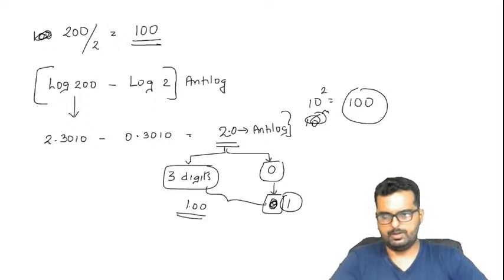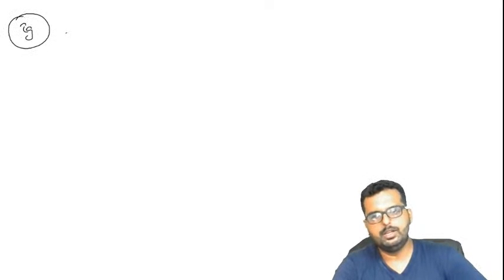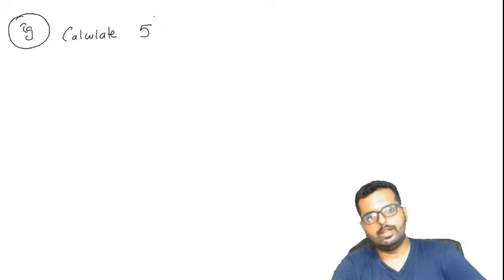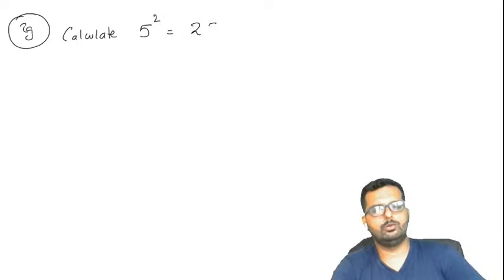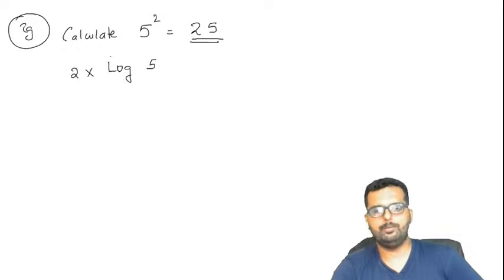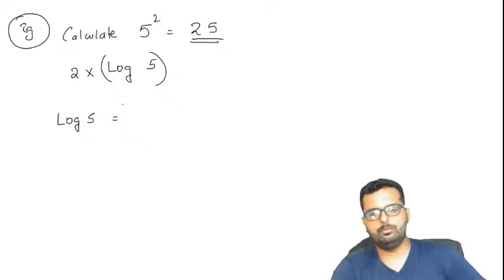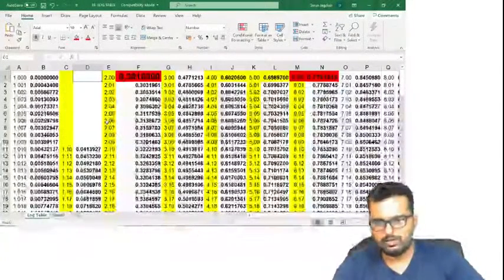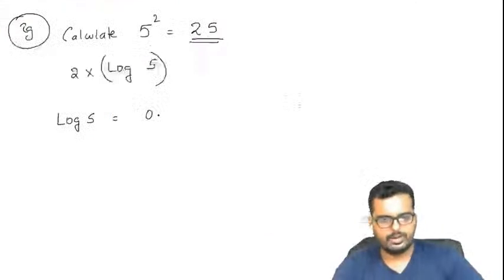Alright friends, have you all put up till here in your books? Maybe I'll give you one more example now. The next example would be calculate 5 square. What is the answer you get? 25. This can also be found out using the formula 2 into log 5. Okay, so let us find out log 5 first. Log 5 would mean 1 digit, so characteristic will be 0. Point, what is the corresponding value for 5? 0.6989.